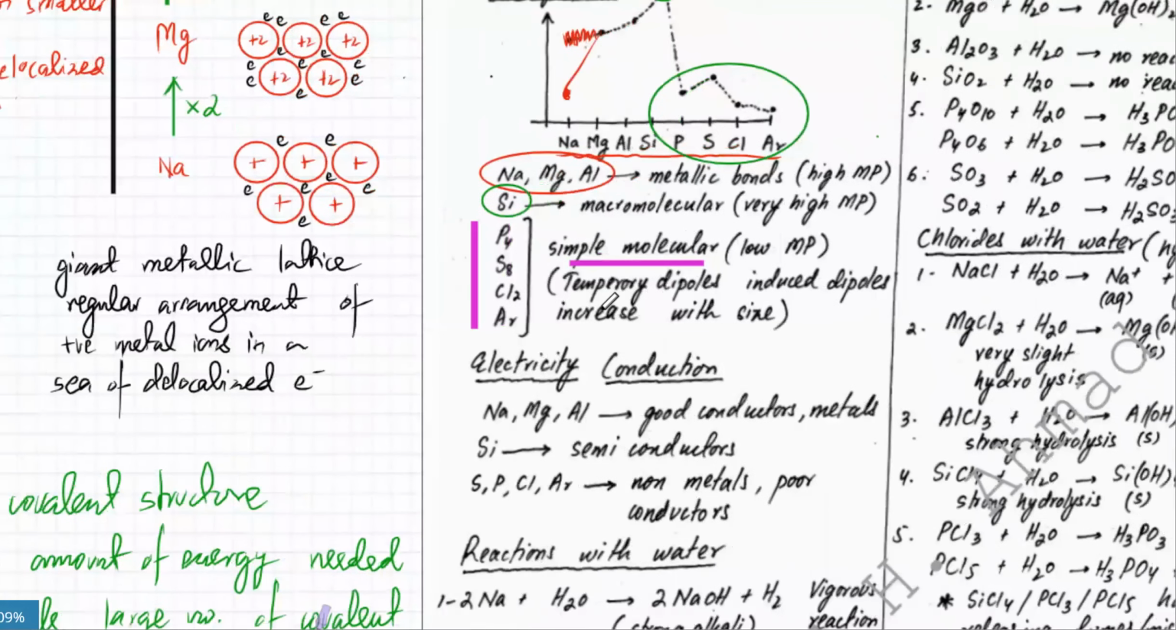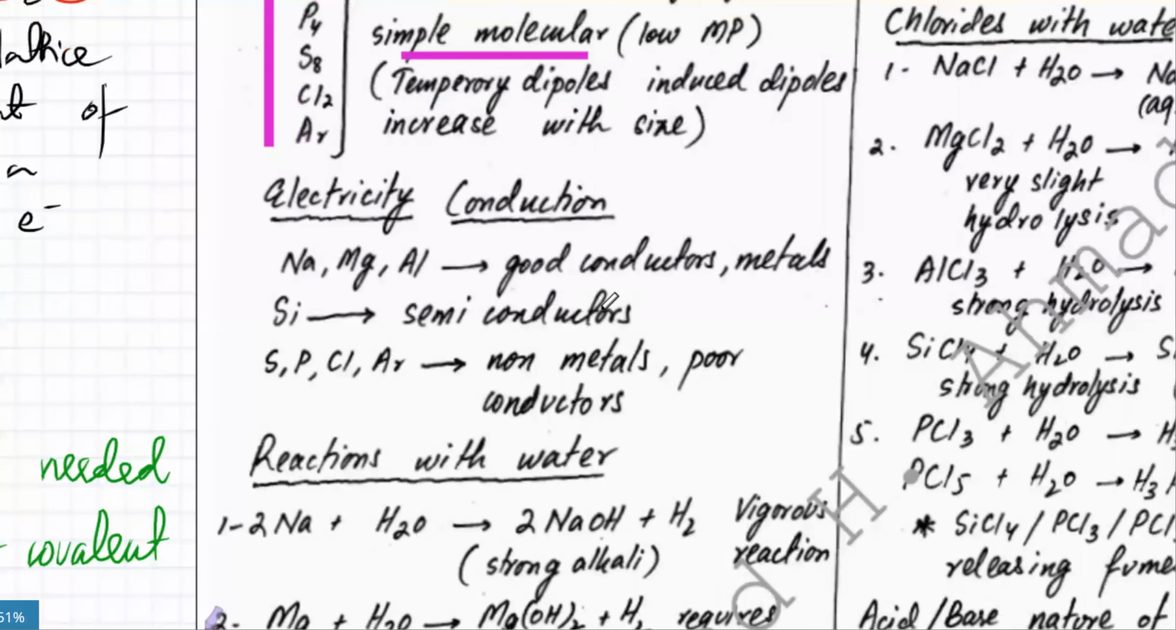Yes, sir. Then, quickly, electricity conduction. That's self-explanatory: Na, Mg, Al conduct electricity. Why do they conduct electricity? Because they are metals and they have a sea of free moving electrons, or delocalized electrons. So that's why they conduct electricity. Silicon is a semiconductor. It's usually a non-metal. It doesn't really conduct, but you can make it into a conducting material. You make chips out of it. And the other ones are non-metals. They don't conduct at all.